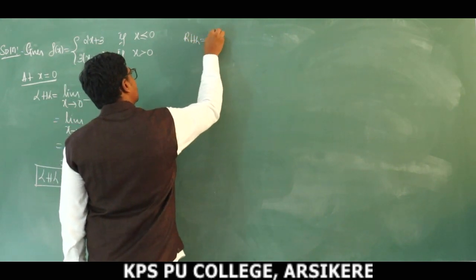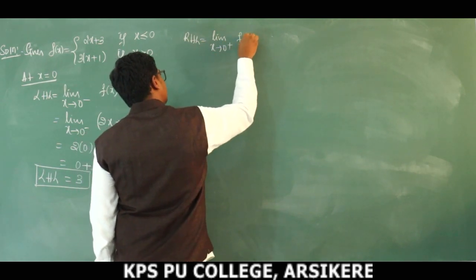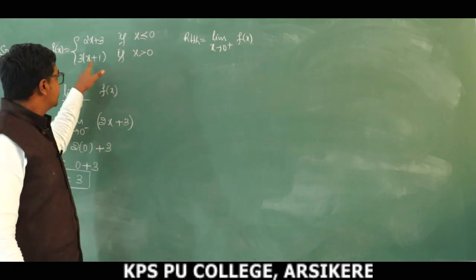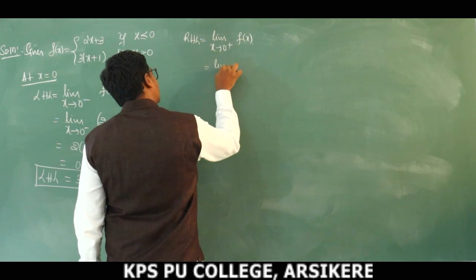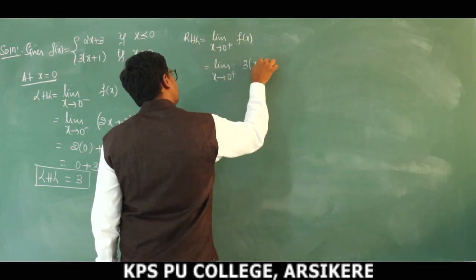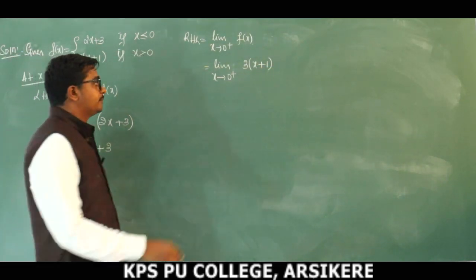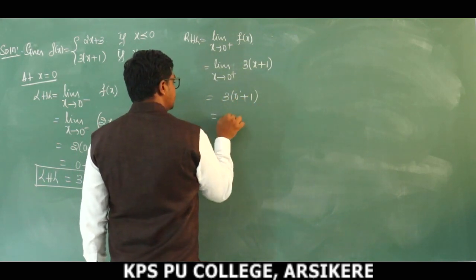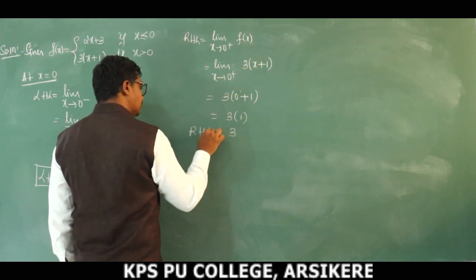Similarly we want to find RHL. RHL is equal to the limit as x approaches 0 plus of f of x. 0 plus means here the value of x is greater than 0. The function is 3 times of x plus 1. So this is equal to the limit as x approaches 0 plus of 3 times of x plus 1. Replace x is equal to 0: 3 times of 0 plus 1. This is 3 into 1. It becomes 3. Therefore, RHL is equal to 3.